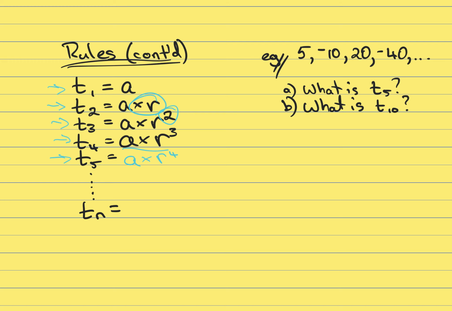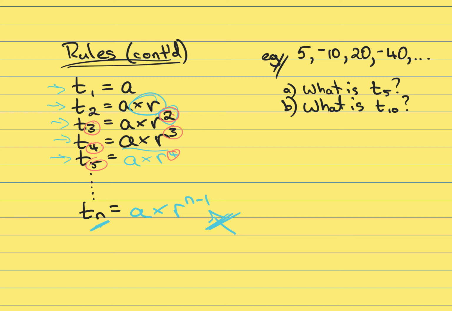And notice that in each case, the term number we're looking at and the power of R differ by 1. 3 to 2, 4 to 3, 5 to 4, and it'd go on down the line. So term n then would be equal to A times R to the n minus 1. The term number we're looking for and the index differing by 1.